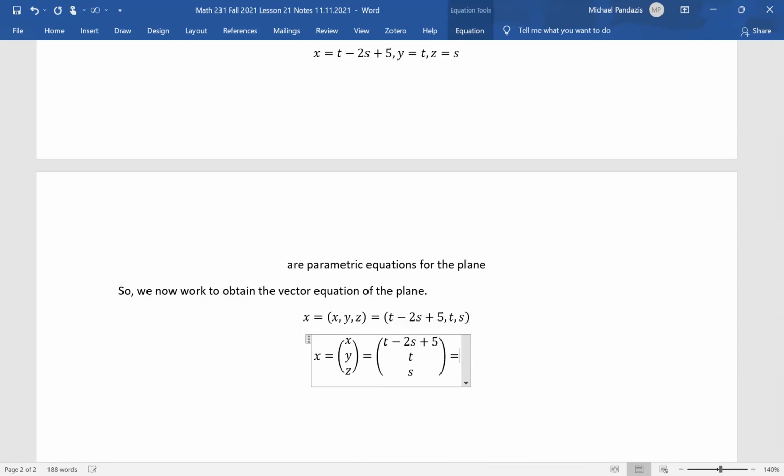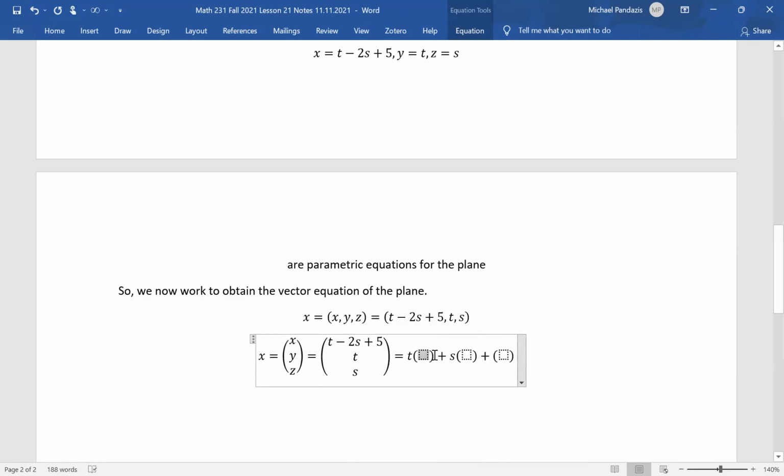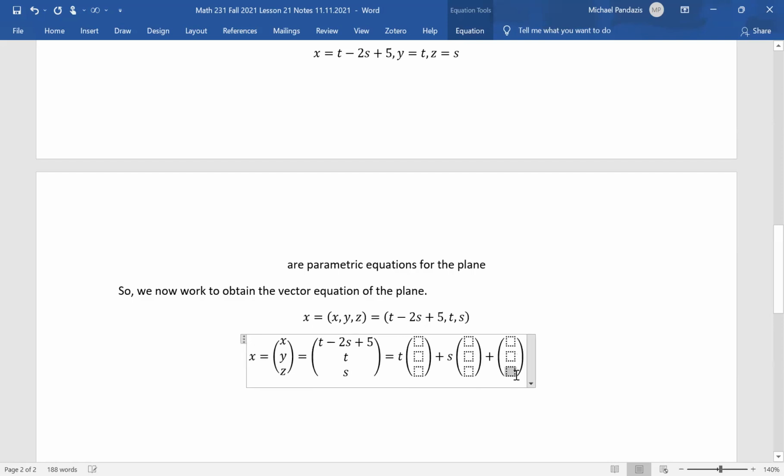And now I wrote it vertically because I want to express this as a linear combination of vectors where the coefficients are t and s. So let me explain. I want to express this as t times something plus s times something plus another vector. There are three components. The first component is 1t, there's 1t in the second component, and there's 0 t's in the third component. For s, there are negative 2 s's in the first component, 0 s's in the second component, and 1 s in the third component.